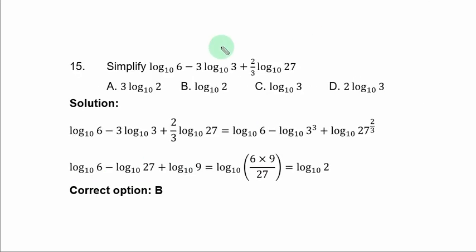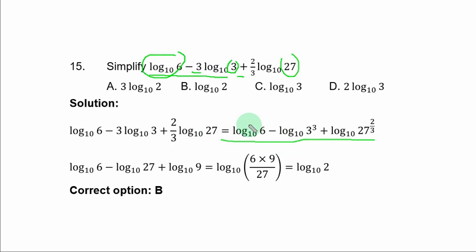Question 15. Simplify log 6 base 10 minus 3 log 3 base 10 plus 2 over 3 log 27 base 10. We have the same base all through, so we can apply the subtraction law and addition law. Before that, the coefficient ought to be 1 in each case, just like the way this one is. So by power law, you take 3 back, it becomes power to this 3. You take 2 over 3 back, it becomes power to 27, and that is what you have here.